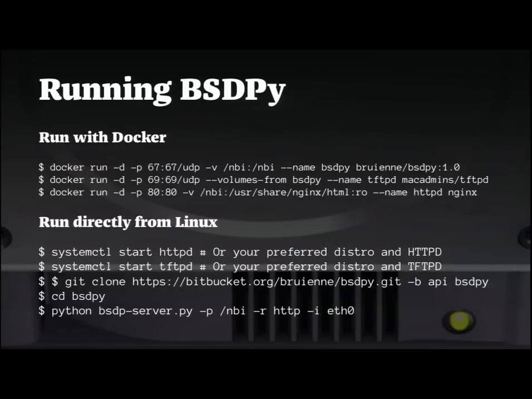That is all you need to do to get a BSDPy instance set up on a single host. On Linux, you can do it directly without all this Docker nonsense. It's very similar. You just have to make sure that your preferred distro and HTTPD are configured properly to serve from the directory that you keep your NetBoot images, TFTPD set up, and then clone the code, step into the directory and run it with Python. And the minimal requirements are there.